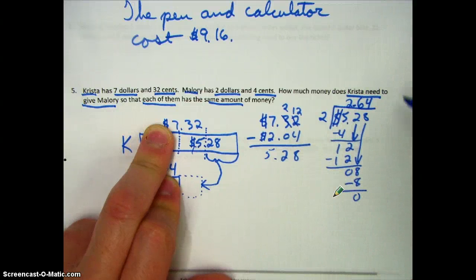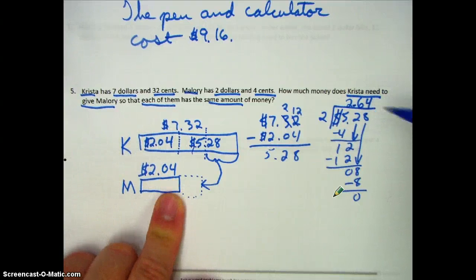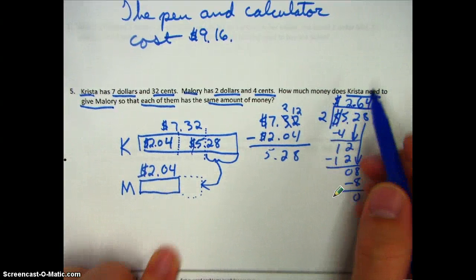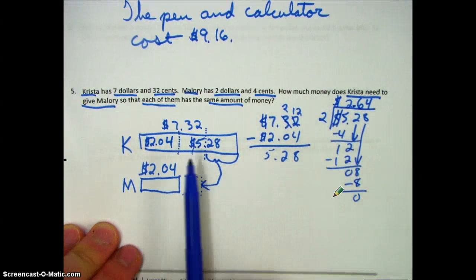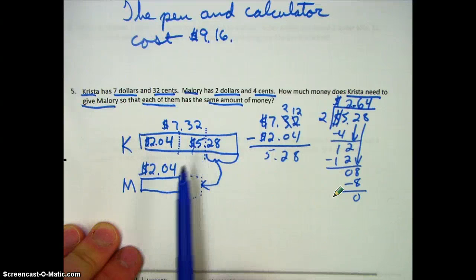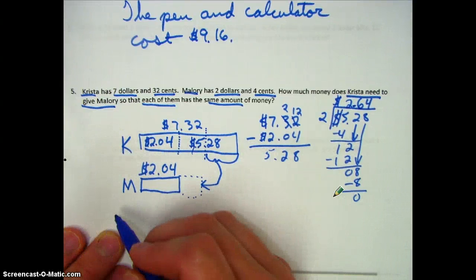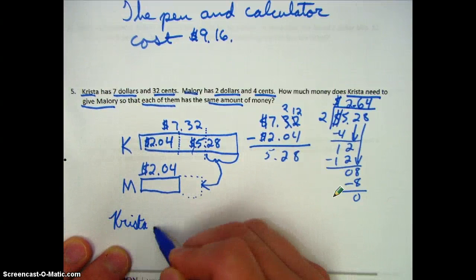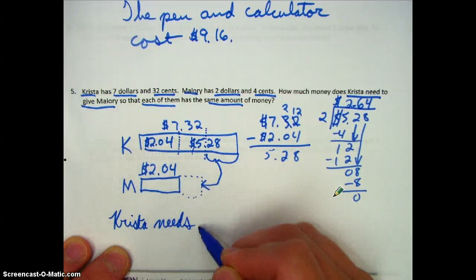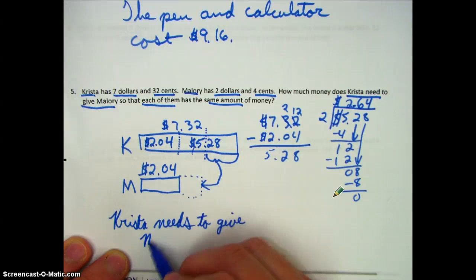Okay, so we're going to be thinking about taking this and cutting it in half so that Mallory can get one of those sections, and we'll end up with both girls having the same amount. Okay, so we're going to take our $5.28 and we're going to divide by 2. Okay, so we can see now that Krista would need to give Mallory $2.64. Okay, and by doing that, both girls would end up with the same amount. Okay, so Krista needs to give Mallory $2.64.